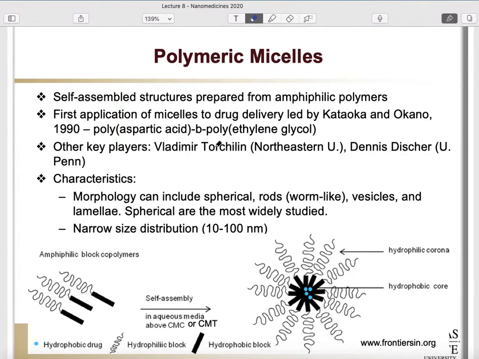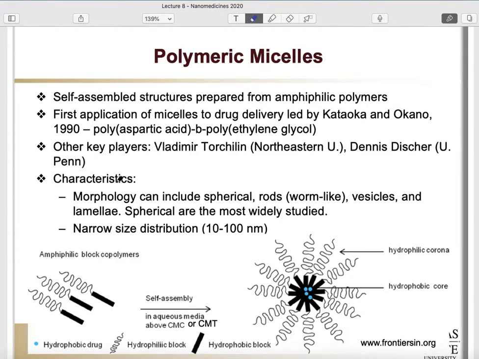Other key players in this area are Vladimir Torchilin, who I mentioned in a previous video, in that he works on liposomes significantly. And then Dennis Discher at the University of Pennsylvania, he works actually on worm micelles, where the structure is not actually this kind of spherical self-assembly system, but where this would actually form kind of a cylinder, if you would. So, worm micelles.